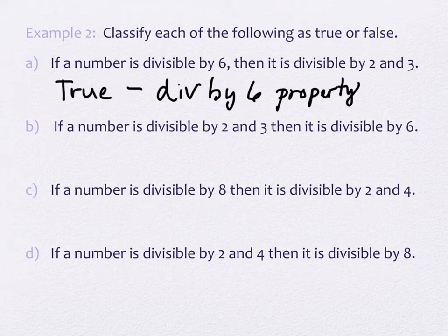All right. What about the second one? If a number is divisible by 2 and 3, then it is divisible by 6. True. Also true. It's just the other direction of that statement, right? These are the one direction and the other direction of the statements from the divisibility rule.